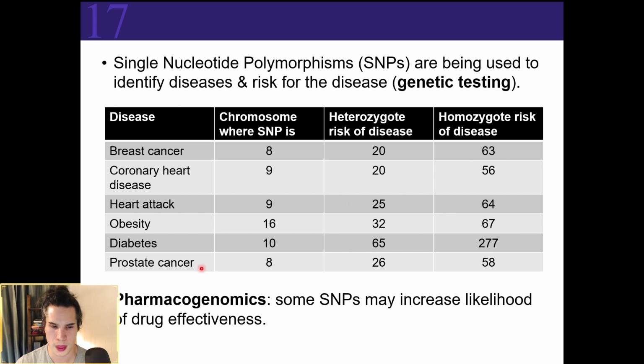And so pharmacogenomics is going to reveal how some single nucleotide polymorphisms could increase the likelihood of drug effectiveness depending on your genotype, or you could say single nucleotide polymorphism for a specific receptor for a drug, or a specific protein that interacts with the drug, for example.